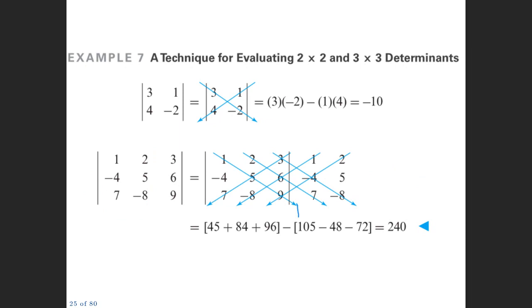So for example, the first rightwards arrow, 1 multiplied by 5 multiplied by 9, plus 45. And then 2 multiplied by 6 multiplied by 7, plus 84, etc. And then when the arrows go to the left, it's minus. So for example, 3 multiplied by 5 multiplied by 7 is 105, so minus 105, etc.